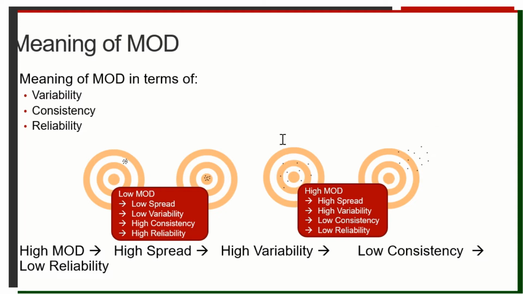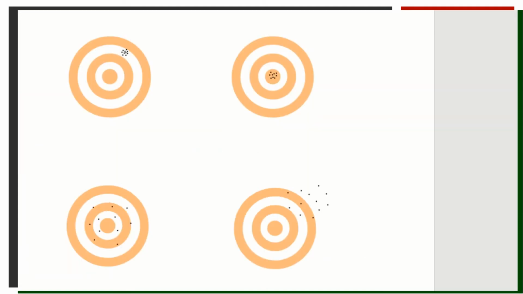Whereas for these two, these are not consistent. These are not reliable. The spread is high. What is variability? Different from one another. That means they're very different from one another. One is here, one is there. So the MOD, measure of dispersion, will be high. All right? So you need to fill this up in your manual.